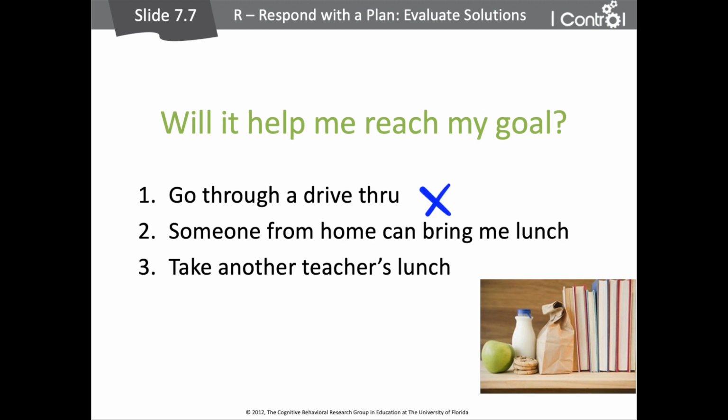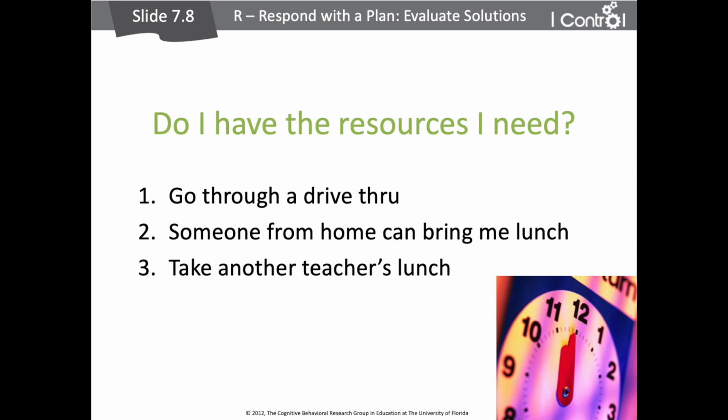so the answer is no. If I call my husband and he can bring me lunch, I will have lunch and be on time. Same is true for taking another teacher's lunch. I will have reached my goals. Next, I need to ask, do I have the resources I need? Let's look at all three solutions again.